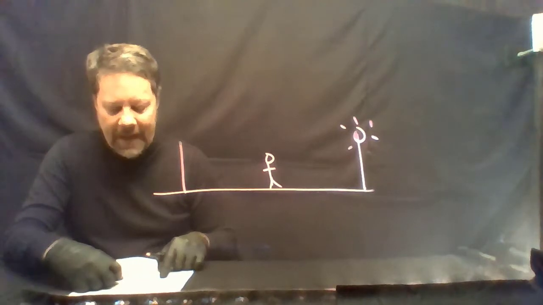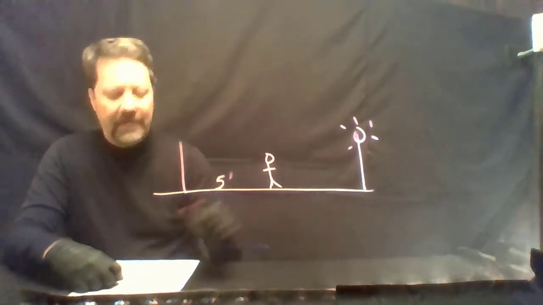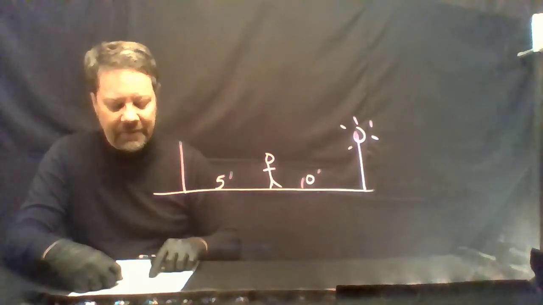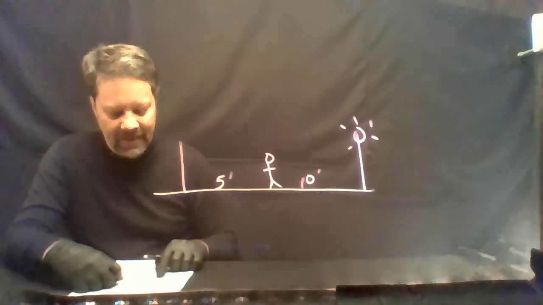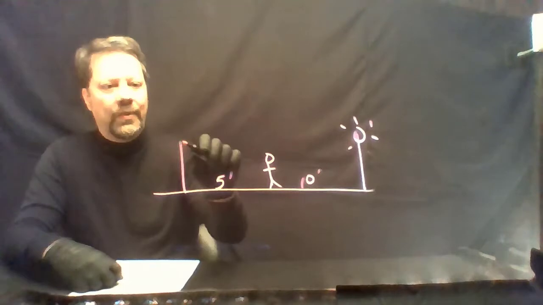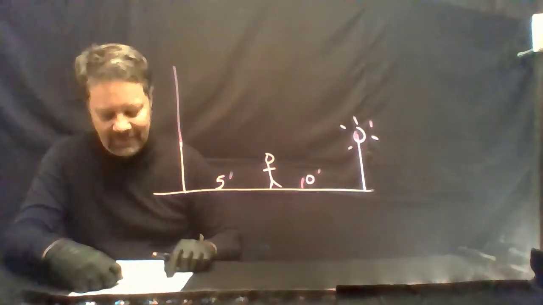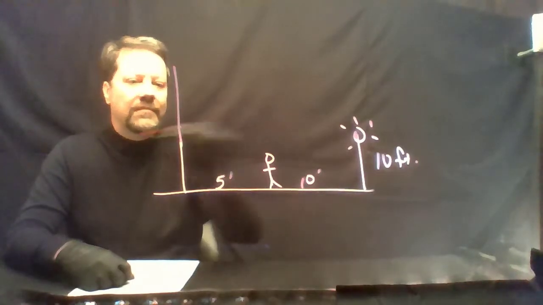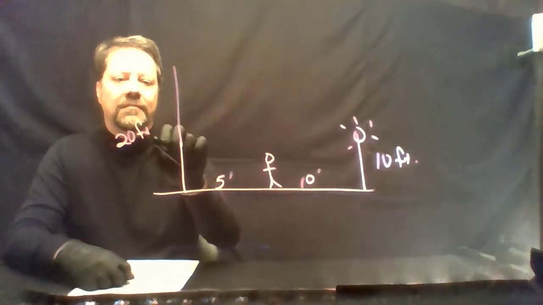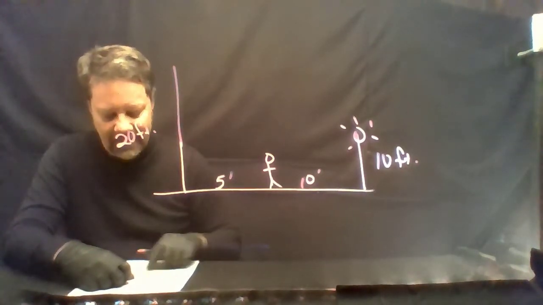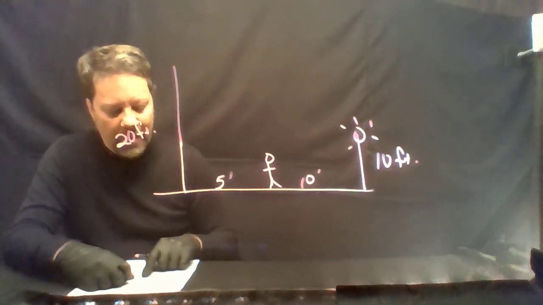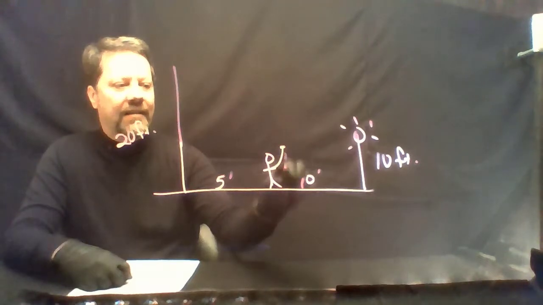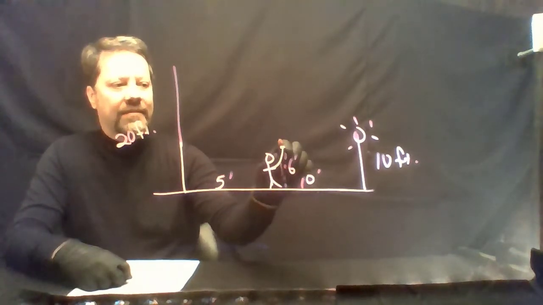You are 5 feet from the wall and 10 feet from the lamp. The wall is 20 feet tall, while the lamp is 10 feet tall. You throw a ball upward, releasing it at a height of 6 feet.